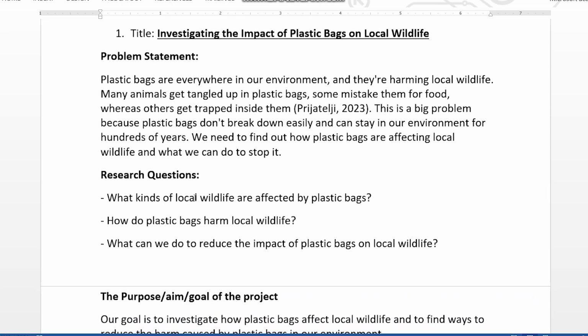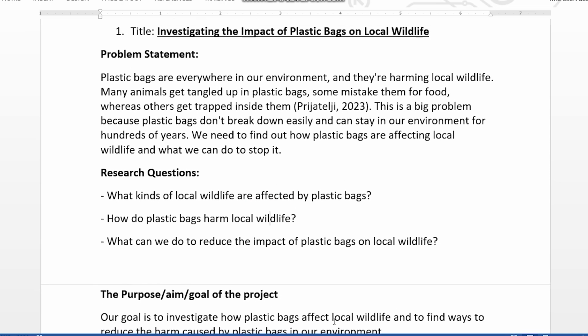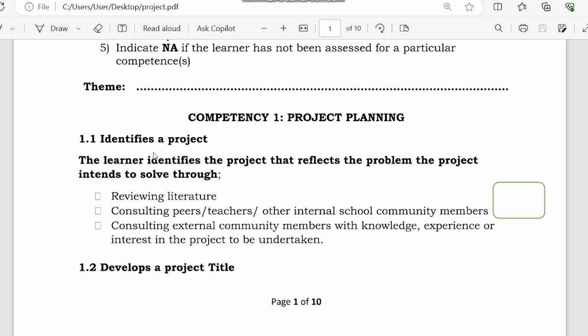For example, what kind of wildlife are affected by plastic bags? How do plastic bags harm wildlife? What can we do to reduce the impact? So by solving or answering these questions, the learner would have done the project to answer these questions. And that caters for this first 1.1.